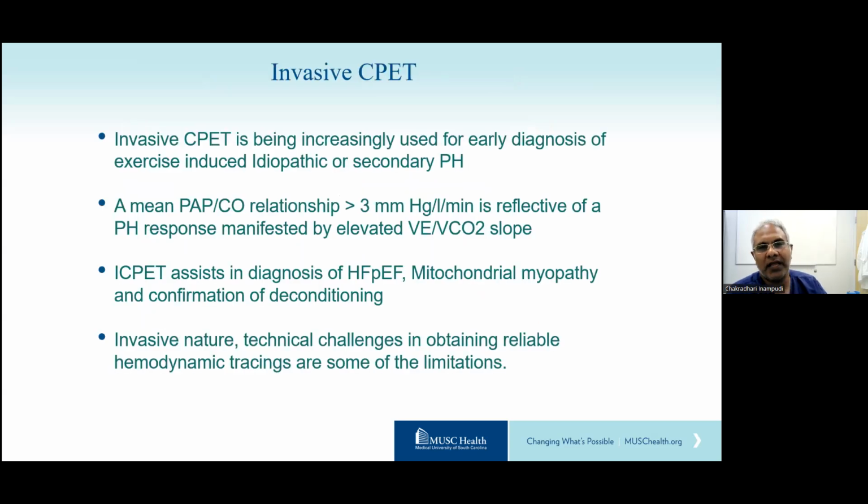A quick note about invasive cardiopulmonary exercise testing. It's increasingly used for early diagnosis of exercise-induced idiopathic or secondary pulmonary hypertension. A mean PAP to cardiac output relationship greater than 3 millimeters of mercury per liter per minute is reflective of a pulmonary hypertension response, which is manifested also by an elevated VE/VCO2 slope. ICPET assists in diagnosis of HFpEF, mitochondrial myopathy, and confirmation of any deconditioning. The problem with ICPET is the invasive nature and the technical challenges in obtaining reliable hemodynamic tracings.